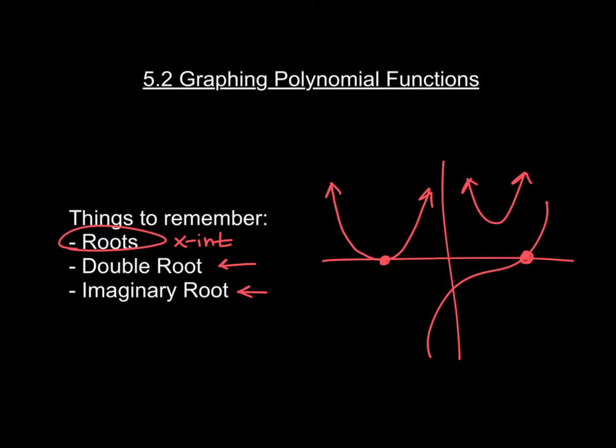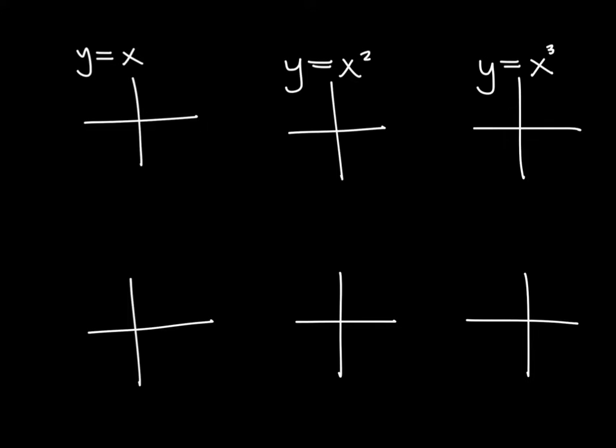The biggest thing that you maybe need to remember is the difference between a double root, which is right here, when it touches and turns around, and then a regular root is just going to go through the x-axis. Okay, we have 6 different parent functions to talk about. You may want to watch this slide and then go back and draw what you need to.